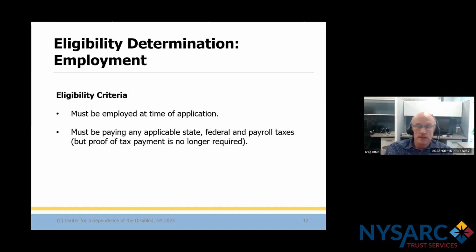Okay. So you must have some sort of work earnings at the time of application, and have to be paying any applicable state, local, federal, and payroll taxes, but proof of tax payment is not required with an application.